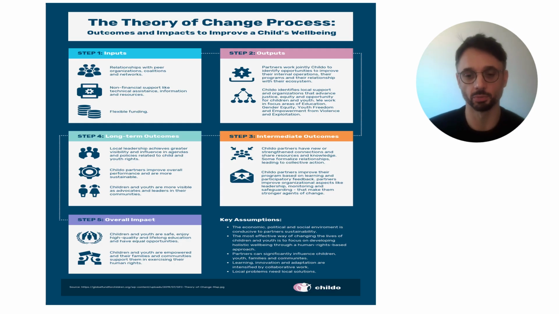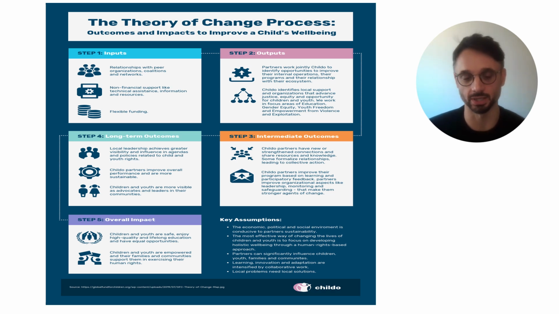This second example of a theory of change from Childo combines both a visualization with longer narratives about their theory of change. The organization's overall goal is to impact child well-being. They've represented their theory of change as particular steps. The first step is the inputs that the organisation is going to put in. That includes the activities it's going to be involved in.